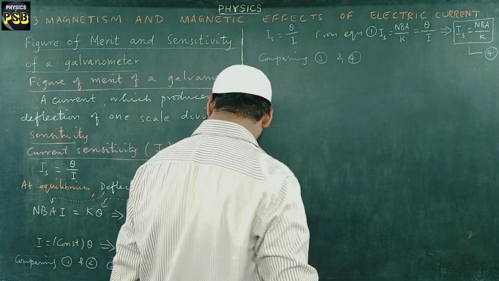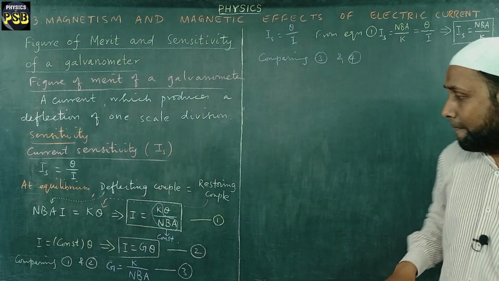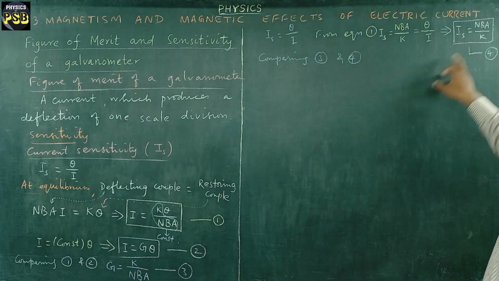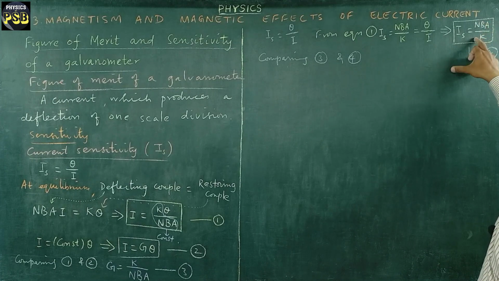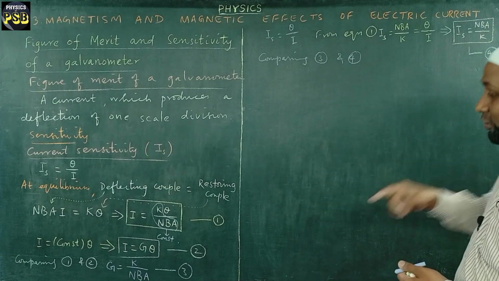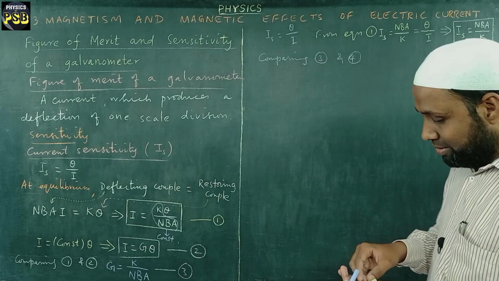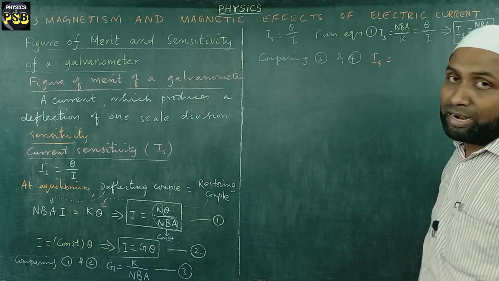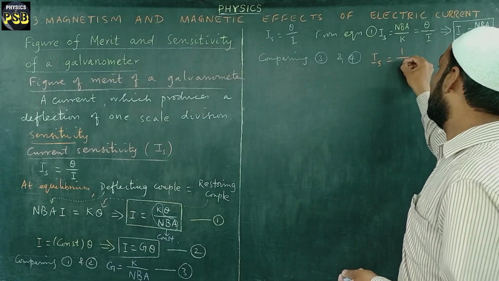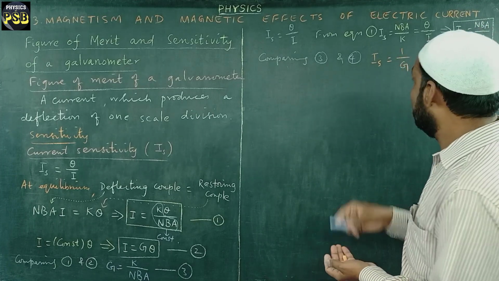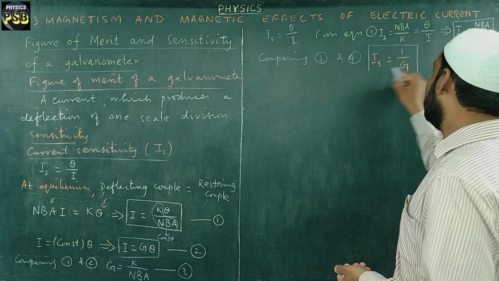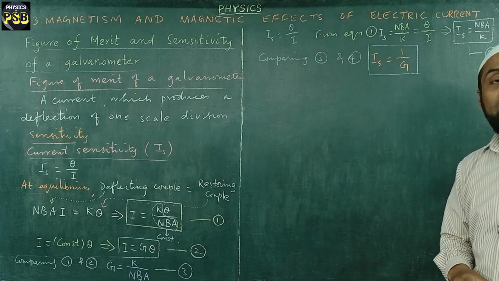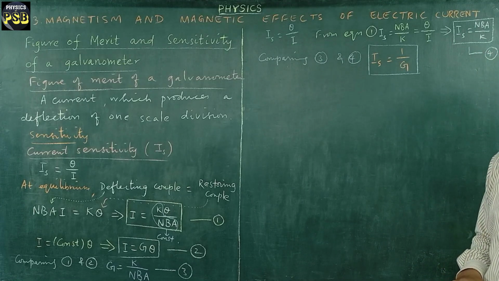What do I understand? Here G is K upon NBA, and here I have NBA upon K, which is the reciprocal of G. So from equation number 3, it is clear that IS is nothing but the reciprocal of the galvanometer constant. This is the relation between IS and G. This is another expression for current sensitivity.